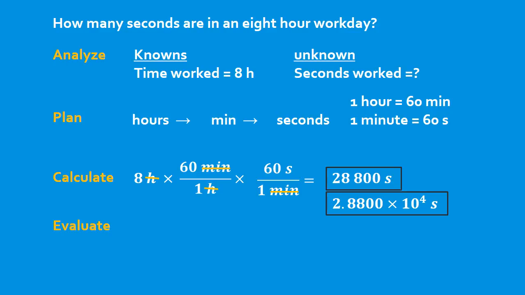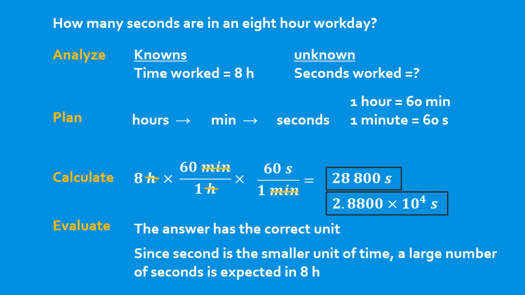Or we can put this in scientific notation, that's fine: 2.8800 by 10 to the 4. So if you want to evaluate this now, we have the correct unit of seconds, and we know seconds is a smaller unit than hours. So a large number of seconds is expected to be in 8 hours.